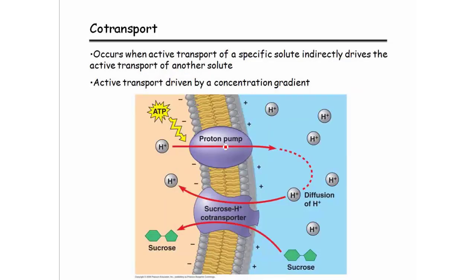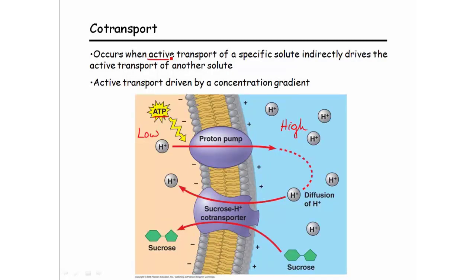And now we have kind of a long definition here for cotransport, but we'll take it one bit at a time. So the first part states that this occurs when the active transport of a specific solute, if we stop right there, that's the active transport of our hydrogen that we looked at on the previous slide. So notice we're taking the hydrogen from the low concentration and we're moving it to a high concentration. If we do that, we're using this ATP, and that is going to be active transport.